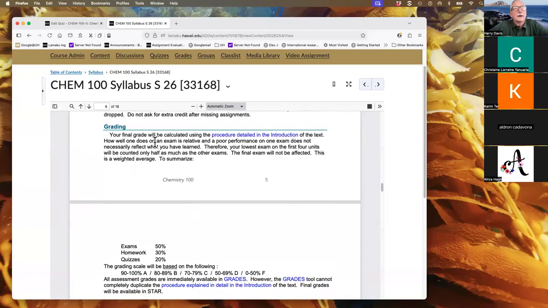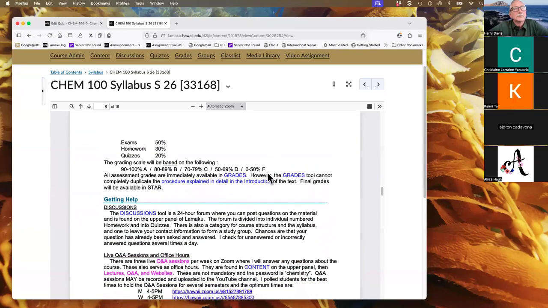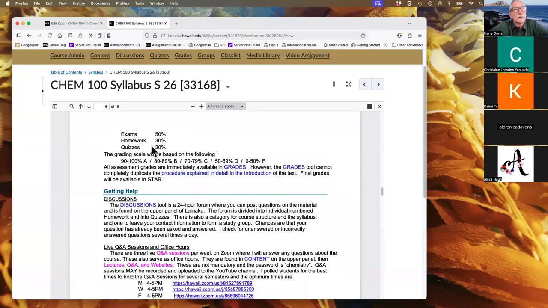So your final grade will be calculated using the method I outlined in the introduction, but I've changed that, and I haven't changed it in the introduction yet, so I'll let you know when I'm done. So this is what I've done so far. The grading scale is based upon this, for example. And all the assessment grades are immediately available in grades, okay?